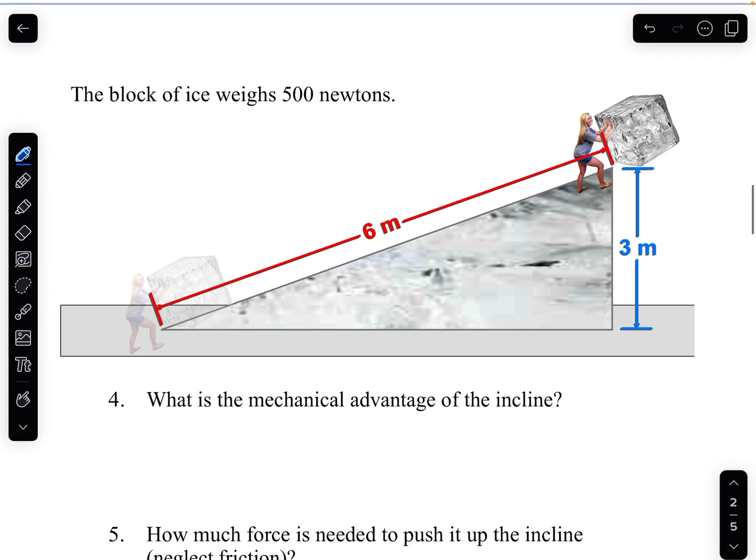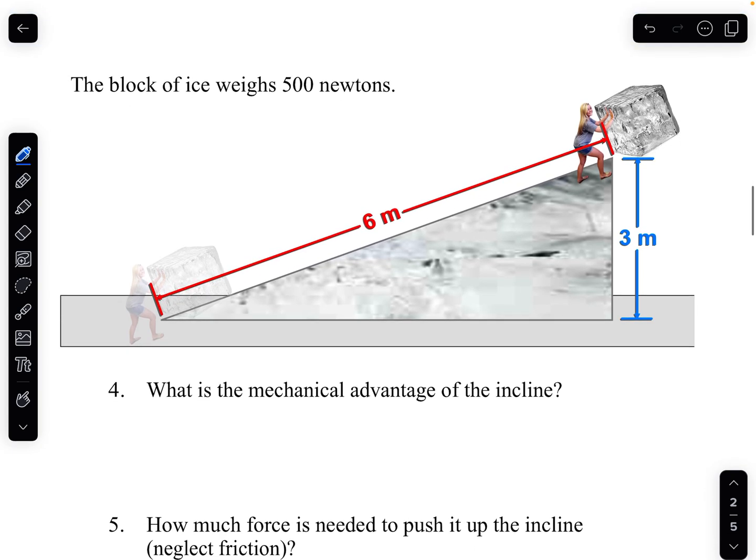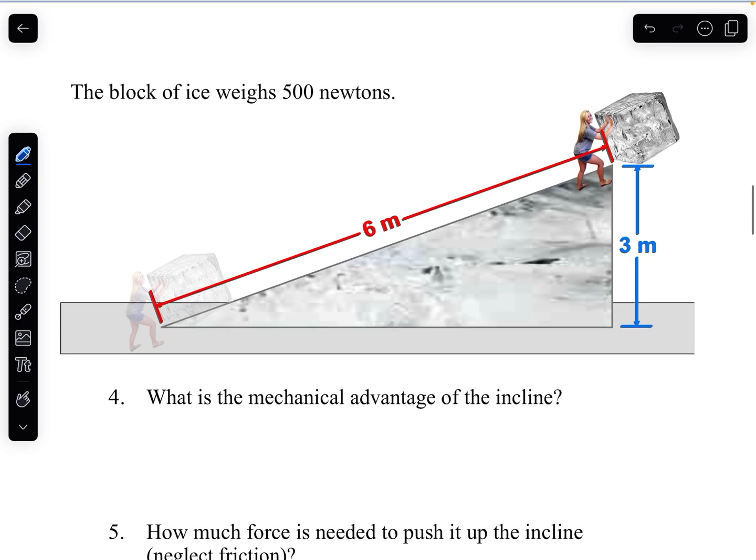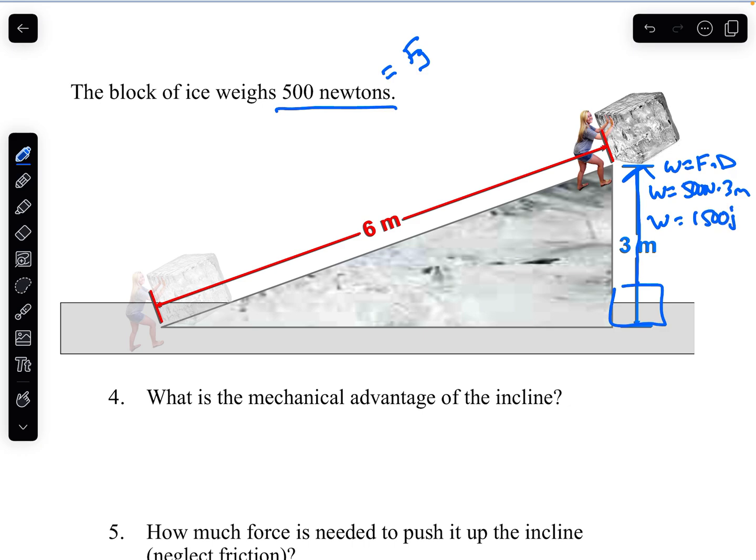All right, number four. So you've got your ramp problem here. So we're supposed to figure out what the advantage is of this incline. So we have a block of ice weighing 500 newtons. So we already know the weight, or the force that's going to be required to lift the block. So what we're going to do is figure out how much work is required to go straight up from the floor to the top of the ramp using the shortest path there, which is 3 meters. So work will be force times displacement. So the work is going to be our 500 newtons times the displacement of 3 meters. So the work to go straight up is going to be 1,500 joules.